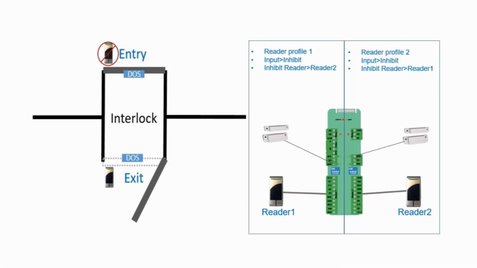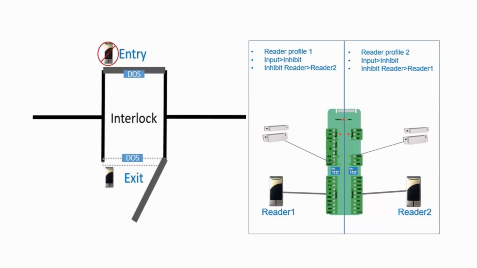Configuring interlocking doors. This illustration outlines a summary of the steps to configure interlocking doors. We need to configure a separate reader profile for our entrance and our exit readers. Next, we are going to add an input on each reader profile created. On that input, we are going to inhibit the opposite reader. For example, on the input added to the entrance reader profile, we will inhibit the exit reader, and vice versa.